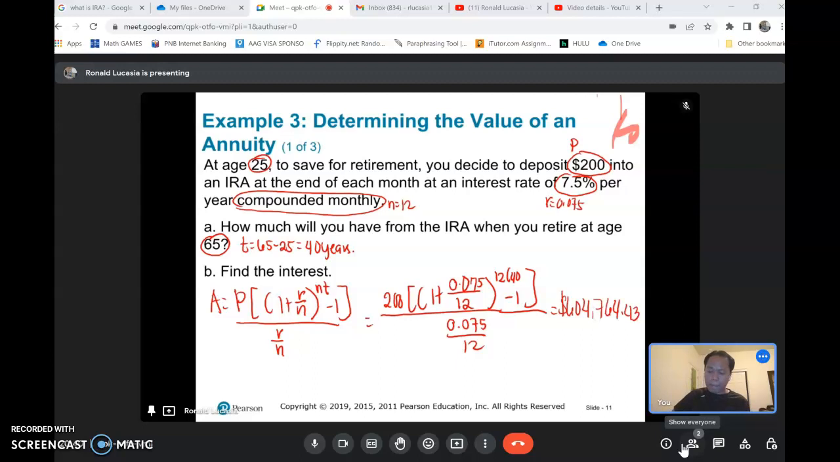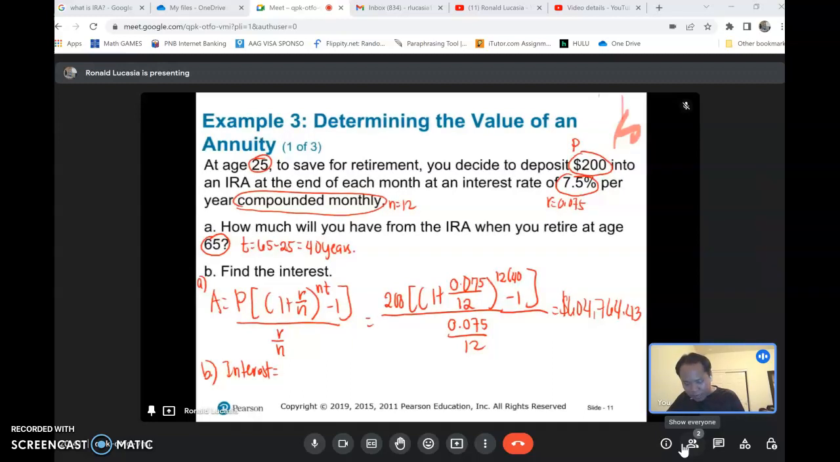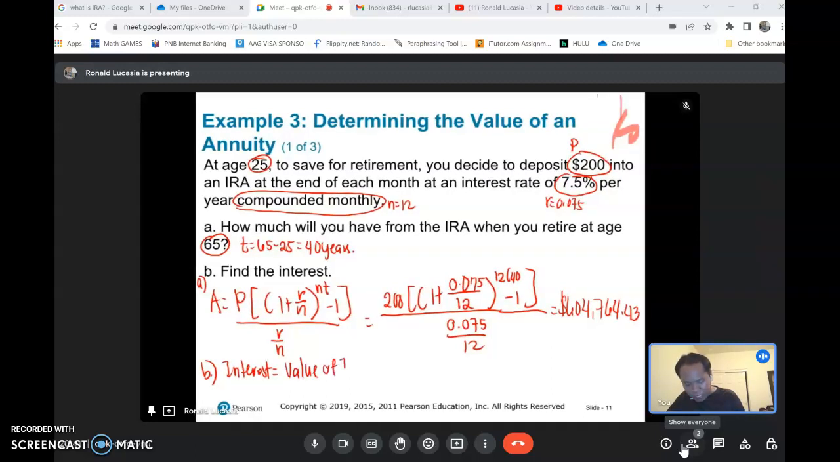$604,764.43. That's the value of the retirement account. Second question is, find the interest. So you made a deposit of 200 monthly for 40 years. So the interest is the value of the IRA, which is 604,000, minus the total deposit.